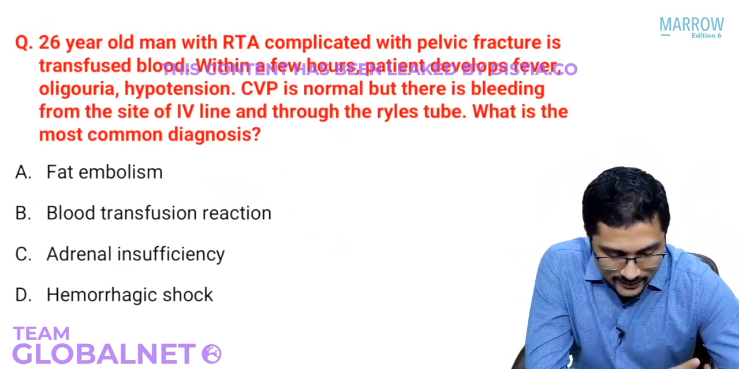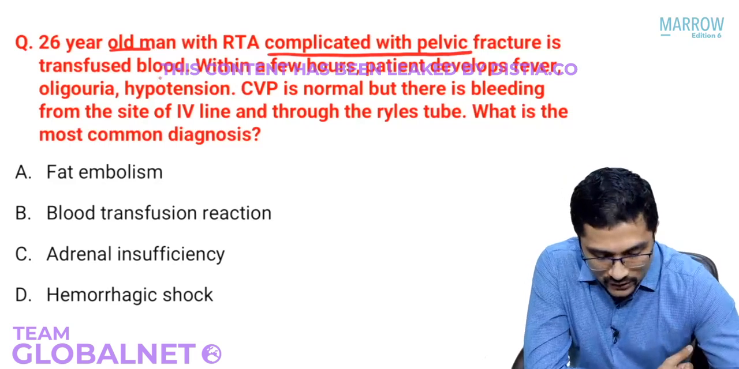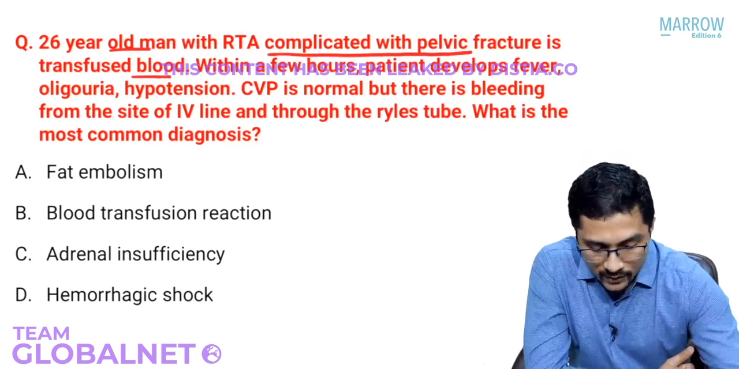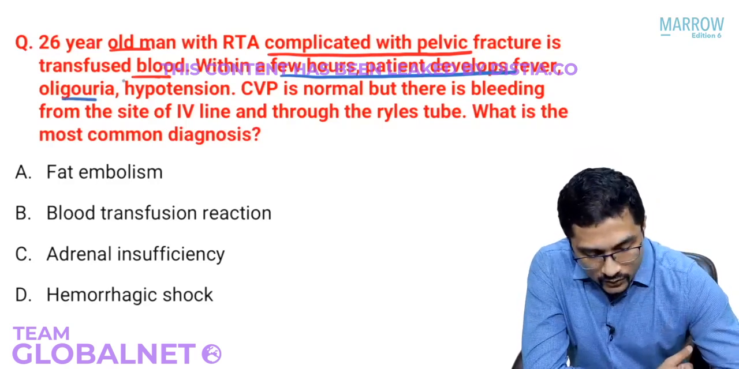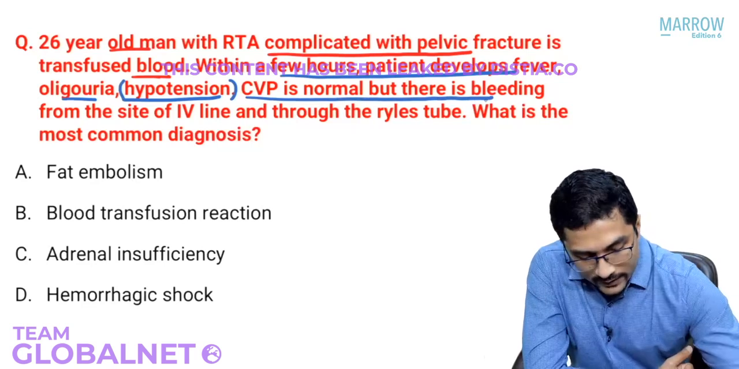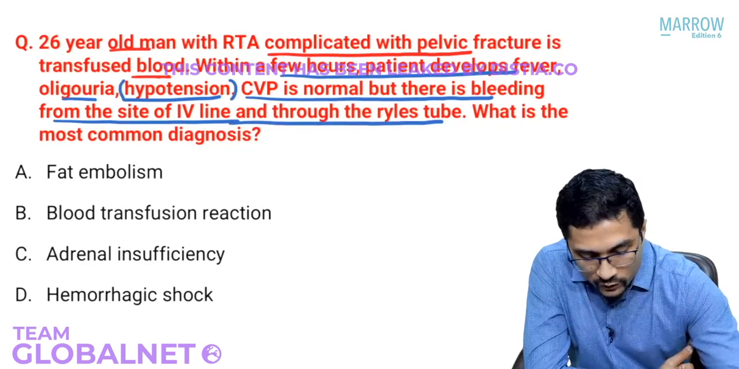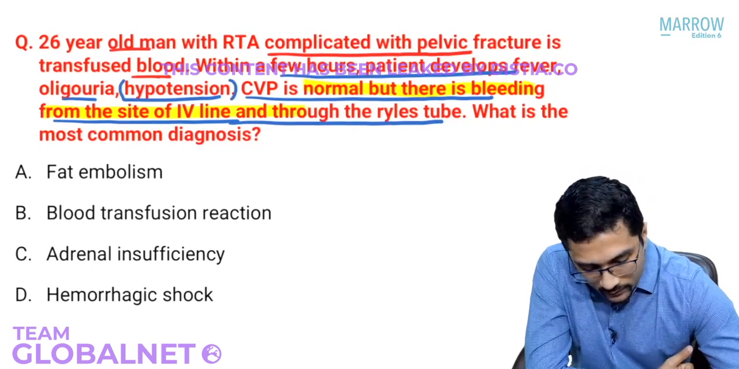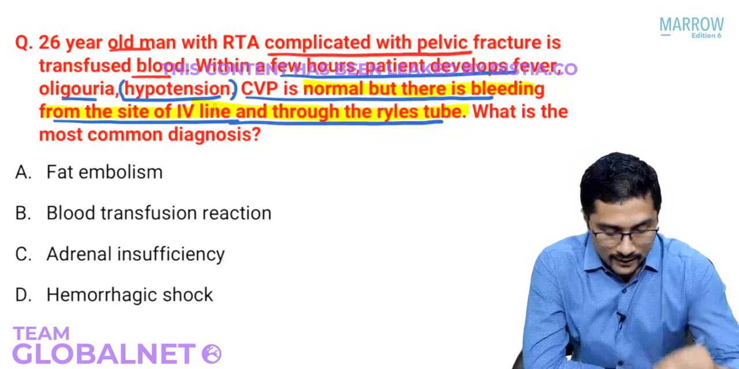You have a 26-year-old man with road traffic accident. He had a pelvic fracture and was transfused blood. Within a few hours, the patient develops fever, oliguria and hypotension. CVP is normal, but there is bleeding from the site of the IV line and through the Ryle's tube. What is the most common diagnosis? This was asked in the AIIMS exam.